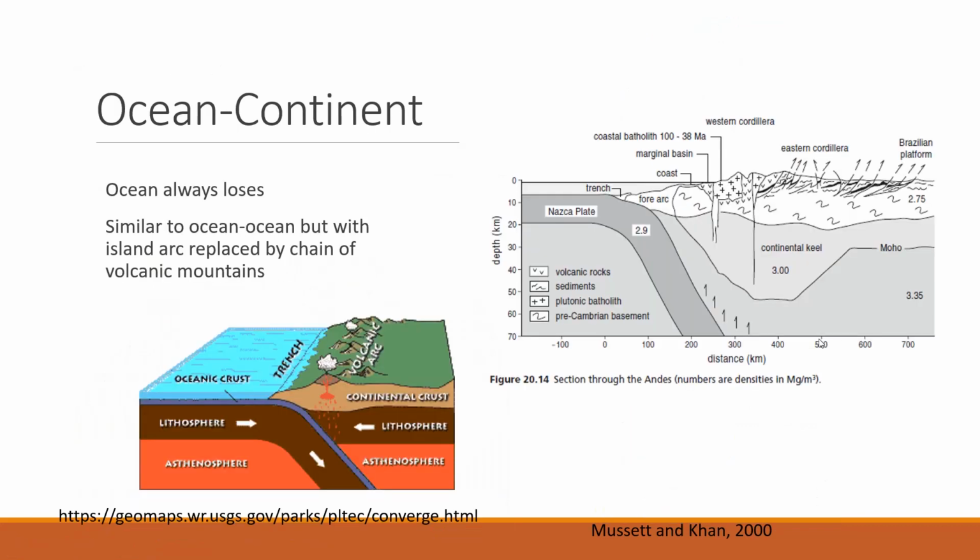Ocean-continent is basically the same idea. The ocean is always going to lose. It's more dense, so it's going to go down. Instead of an island arc, we now have a chain of volcanic mountains. They will have more complex chemistry and they will be higher. An example of this would be the Andes in South America. These are going to be very active volcanoes. Again, this is also where we're going to get some of our largest earthquakes. The two largest recorded earthquakes in history happened in Chile and Alaska in this type of situation.